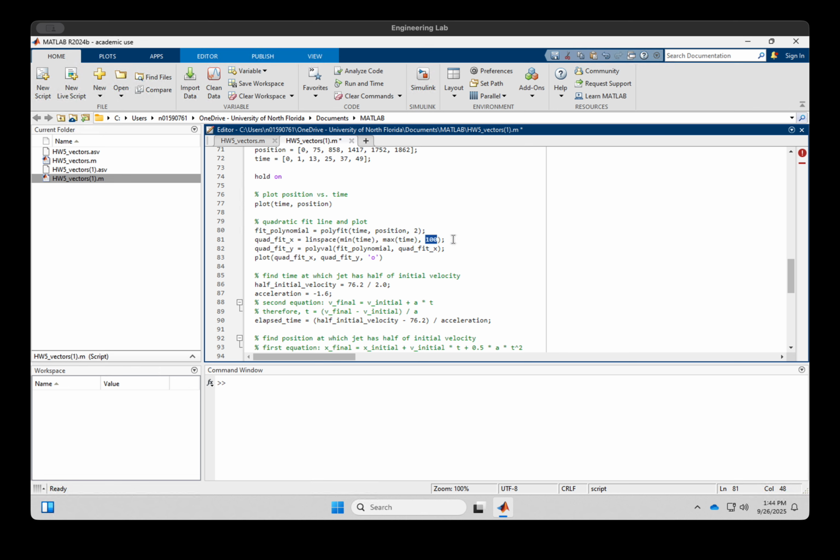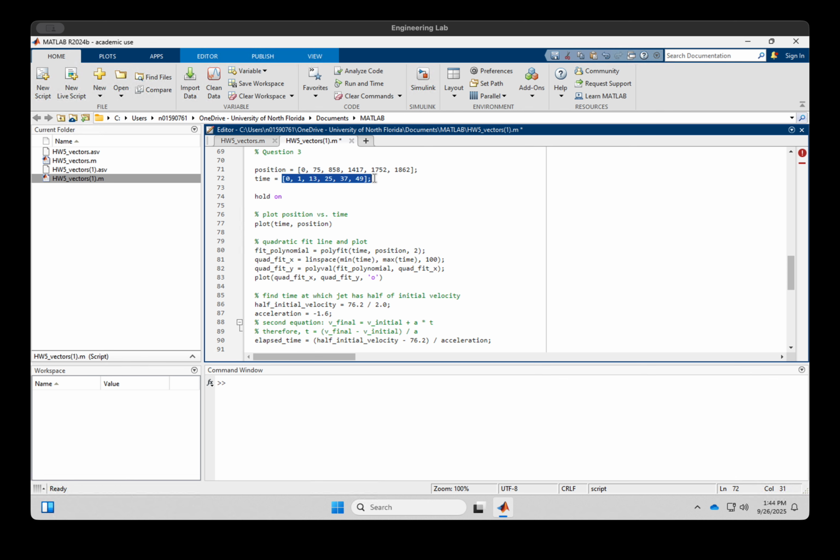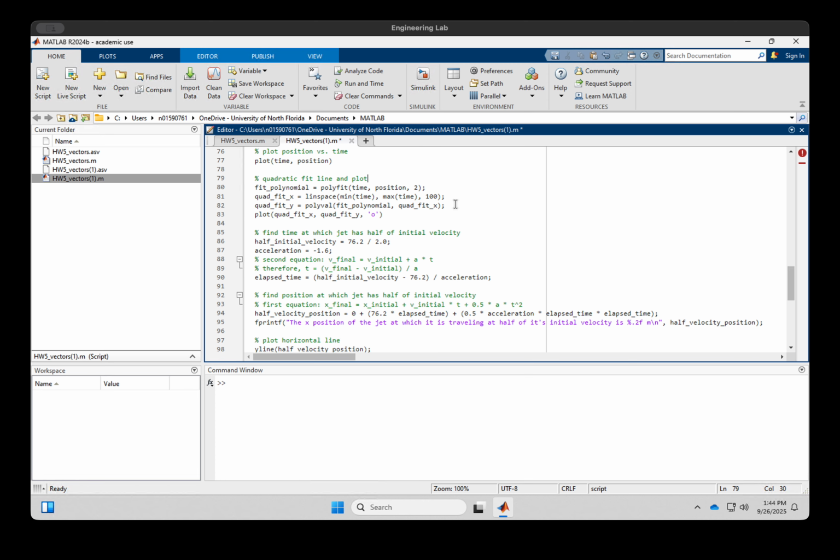And then 100, I don't even remember what that does. Oh, it creates 100 data points. So the step size would just be the length divided by 100. And that's a linear space, so it's just a regular array of values.